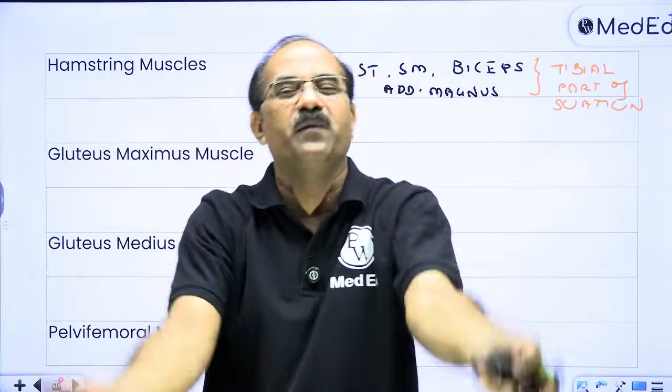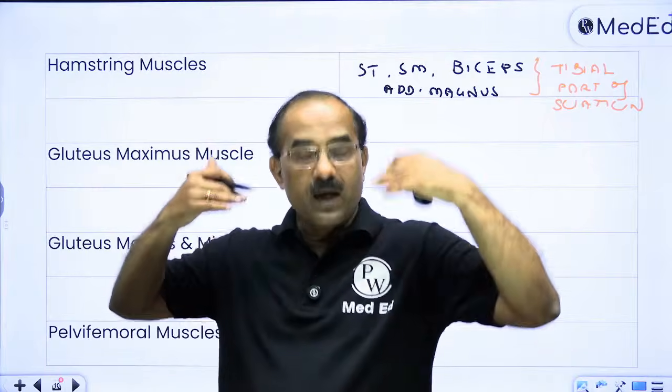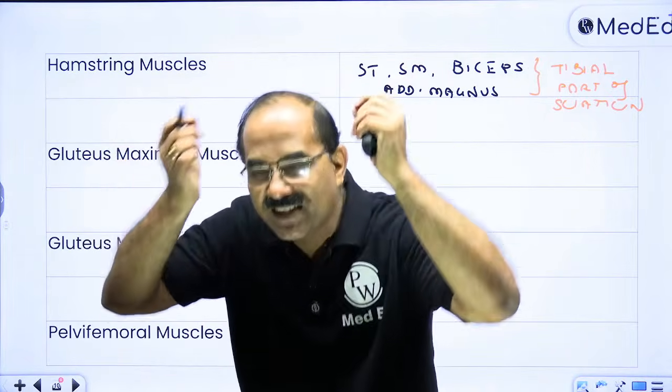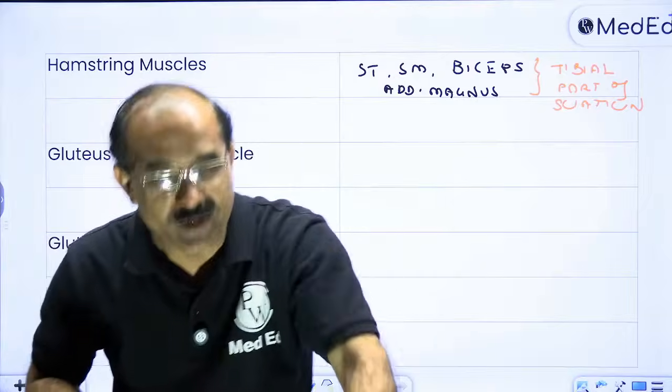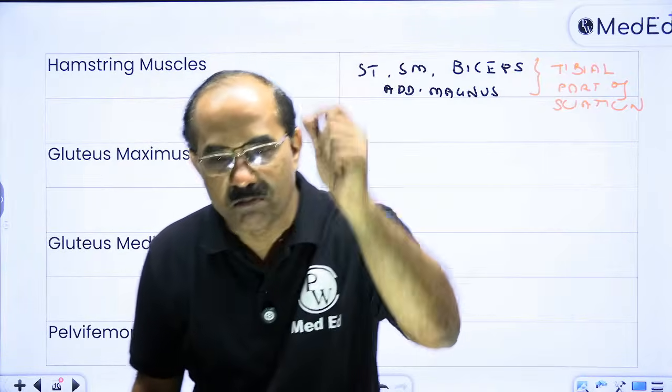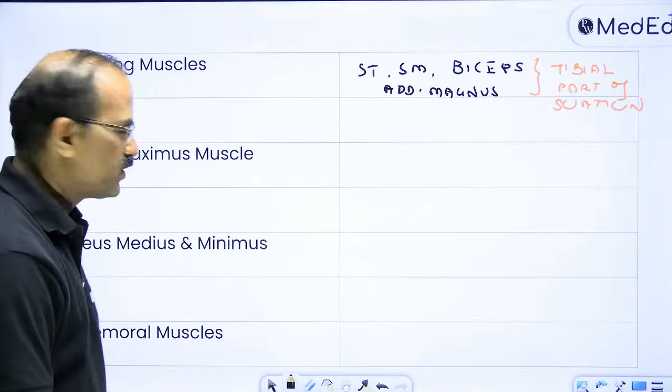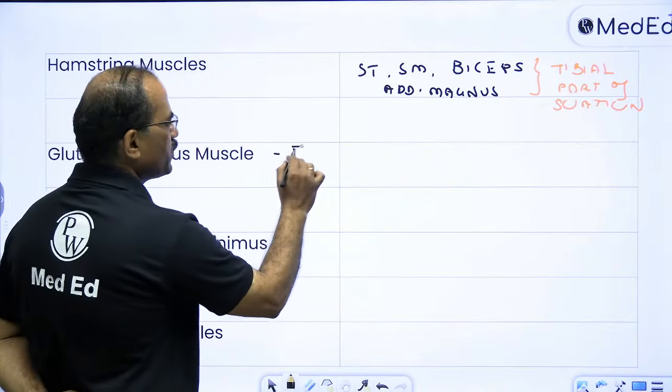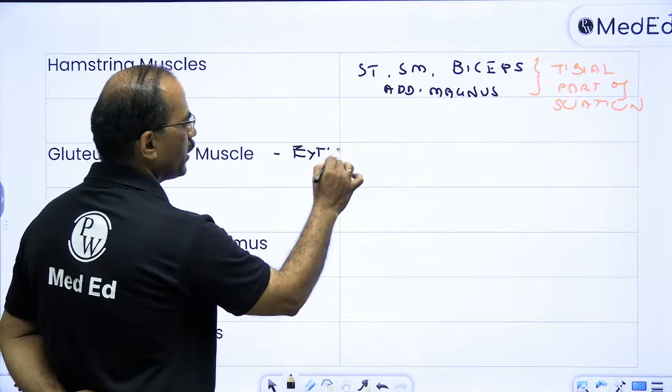What is this action? We are standing up from a sitting position. This is extension at the hip joint. It is very important. Extension at the hip joint is done by whom? The gluteus maximus. Excellent. Very good. Specialist. So the gluteus maximus action is extension at the hip joint.